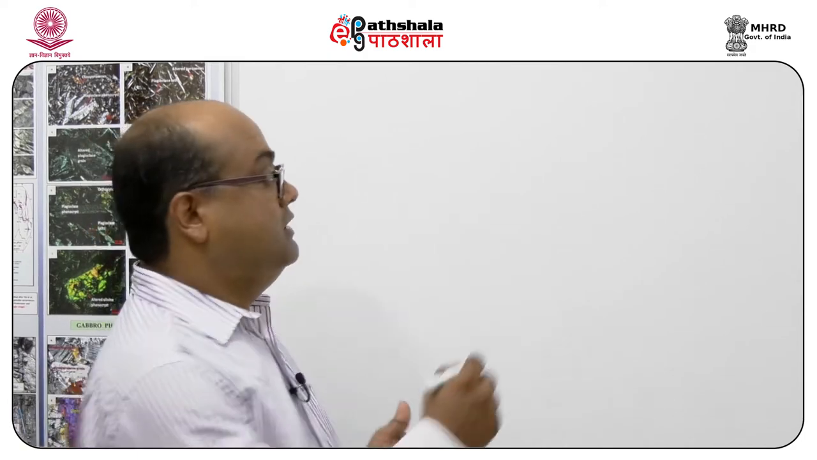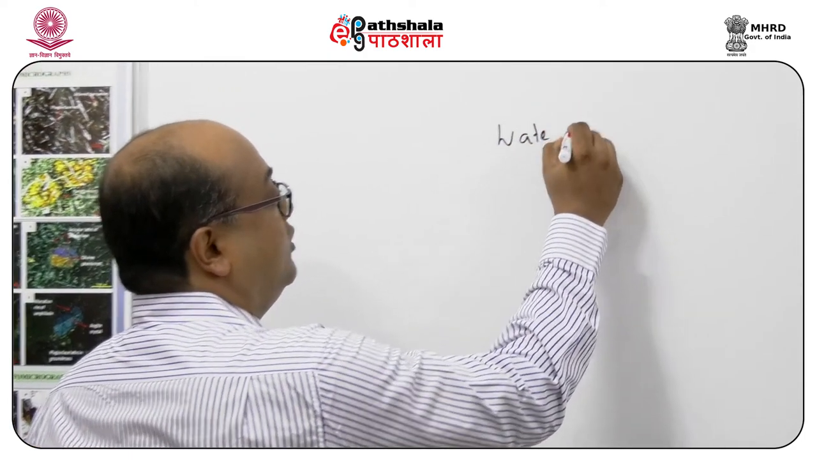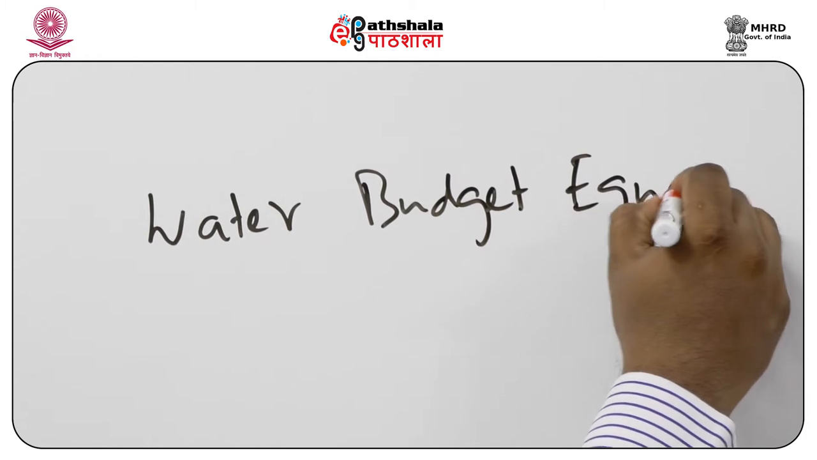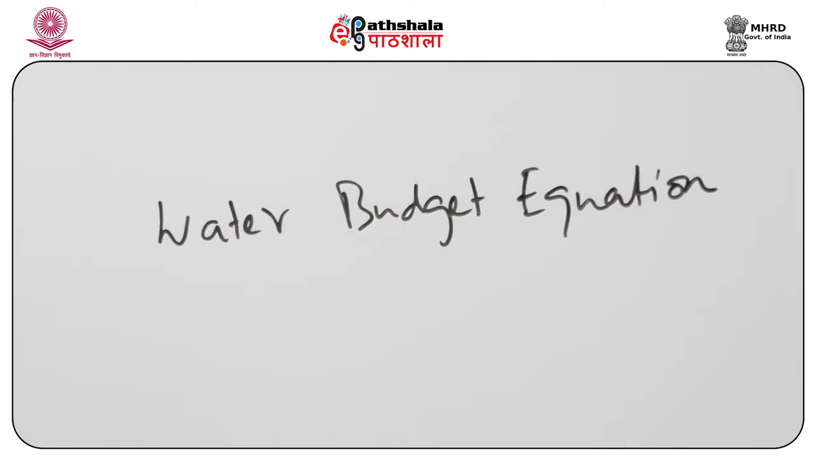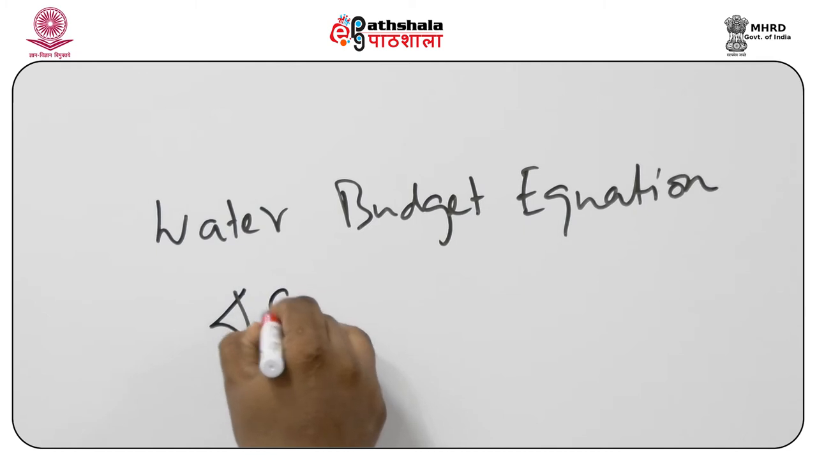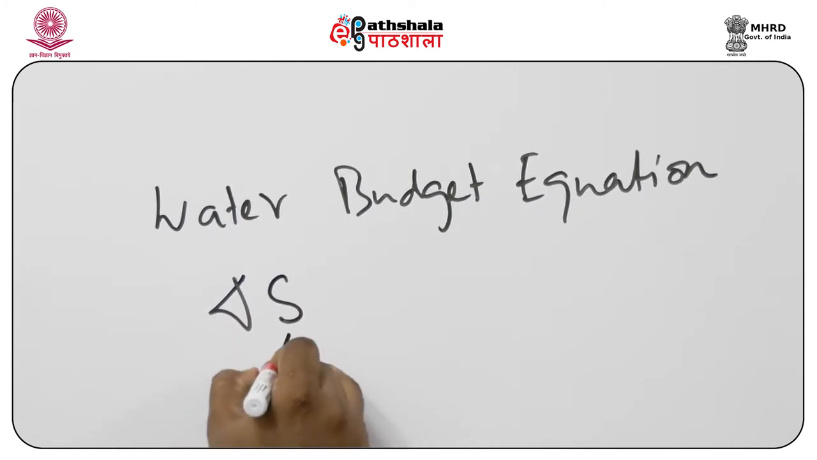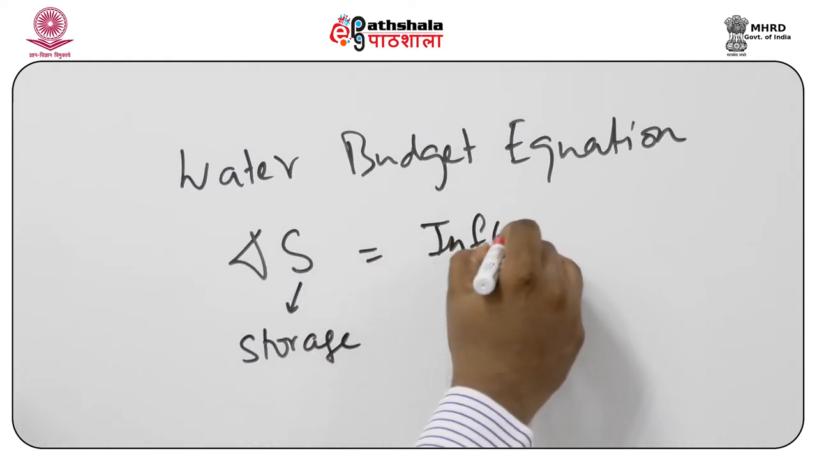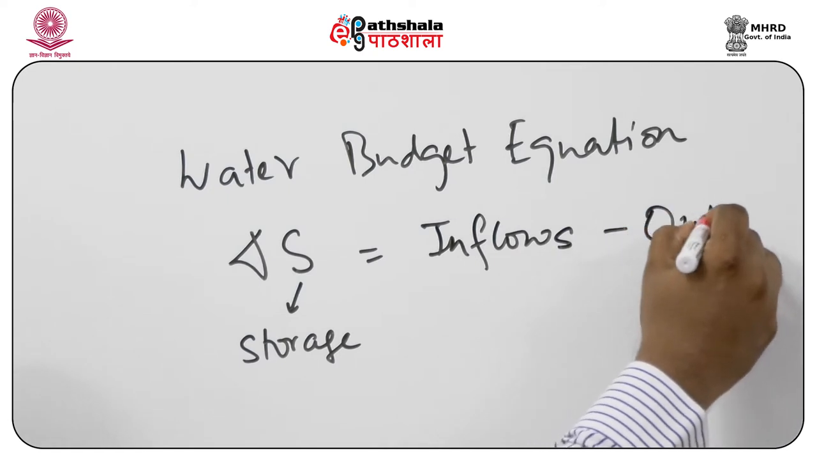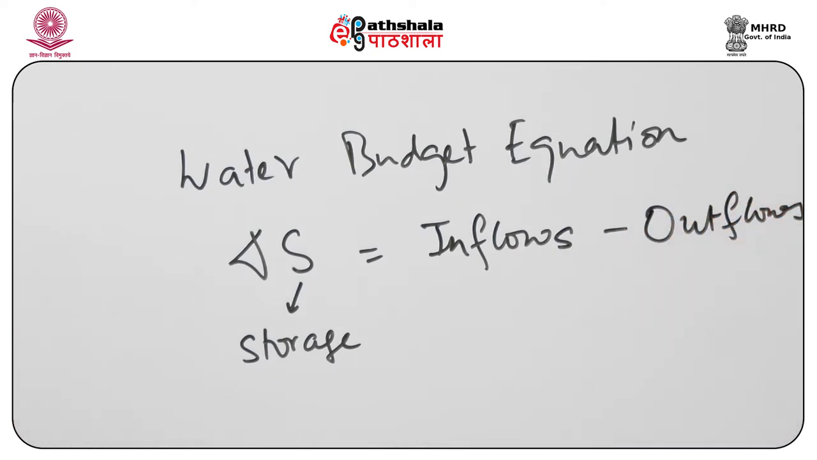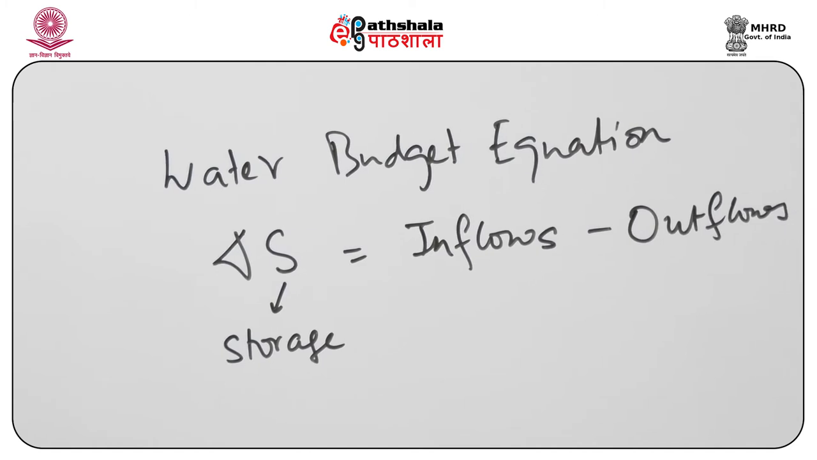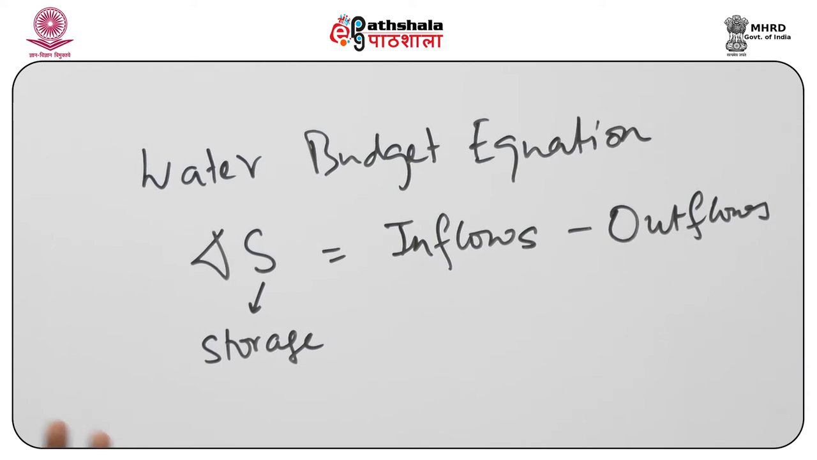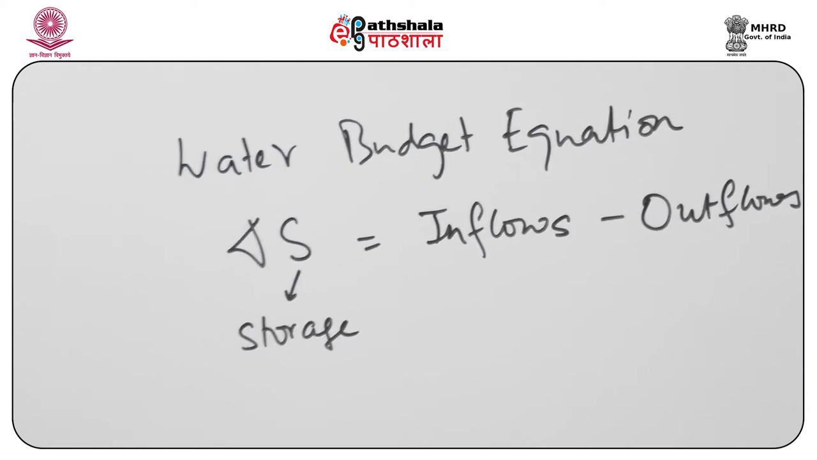Finally, I'm going to conclude the module by briefly talking about what is known as the water budget equation. This is a very common equation used by hydrologists. This equation states that the change in storage, where S stands for storage, is equal to inflows minus outflows. On the left-hand side, we have the change in storage. That means how much the volume of water is changing. And storage is the storage of any component or any control volume you can think of.